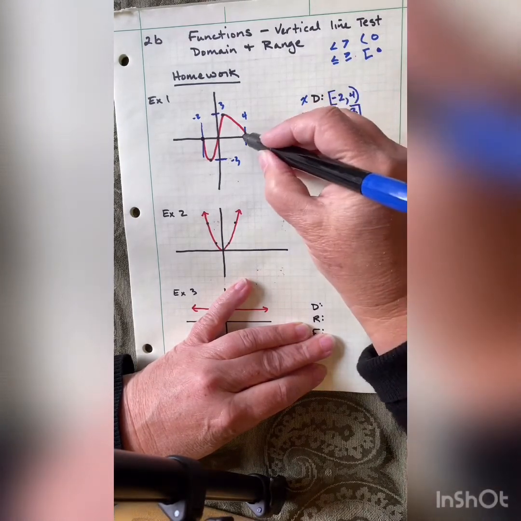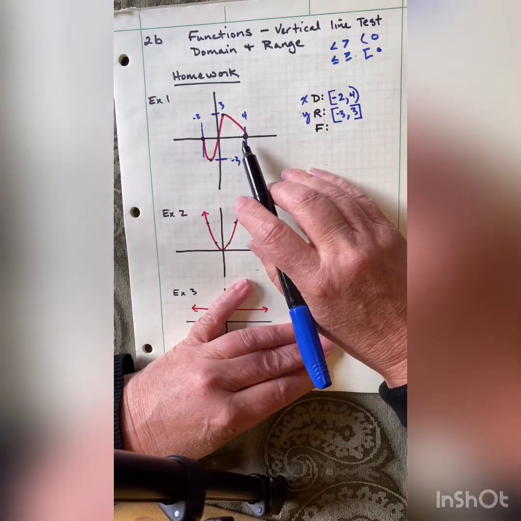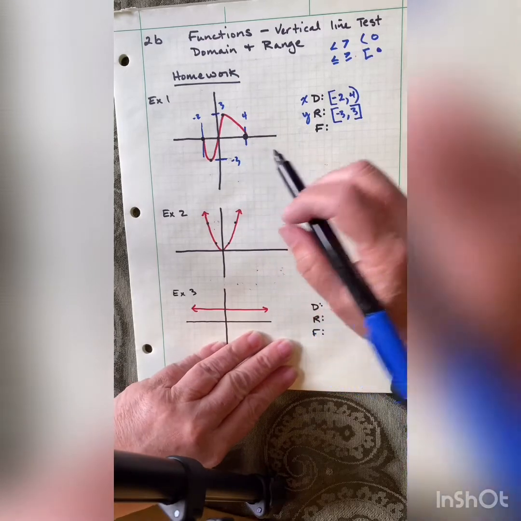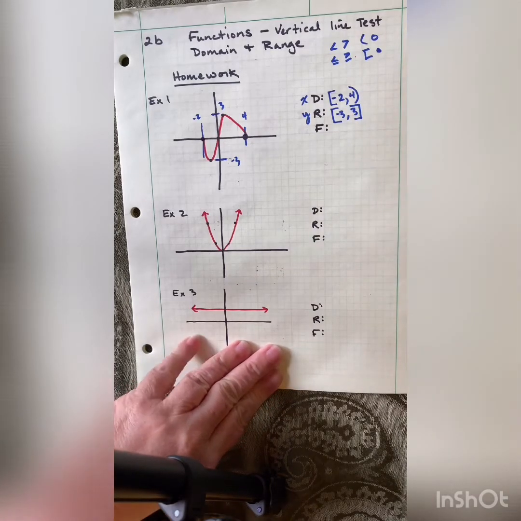So because this one was an open dot here for the domain, it gets really, really close to 4, but it will not touch 4. So something like 3.99999 is part of your answer, but the 4 is not.